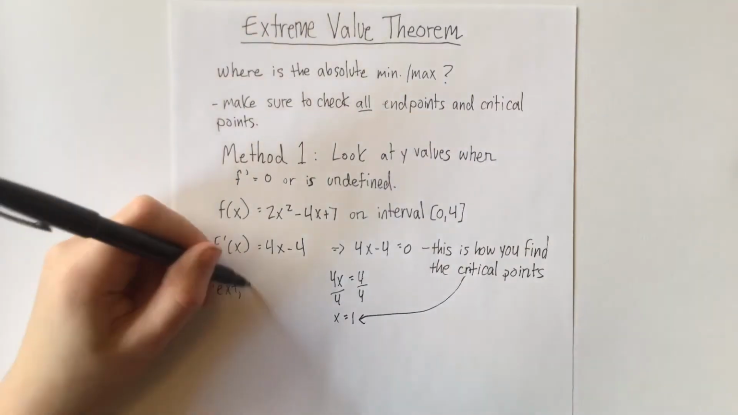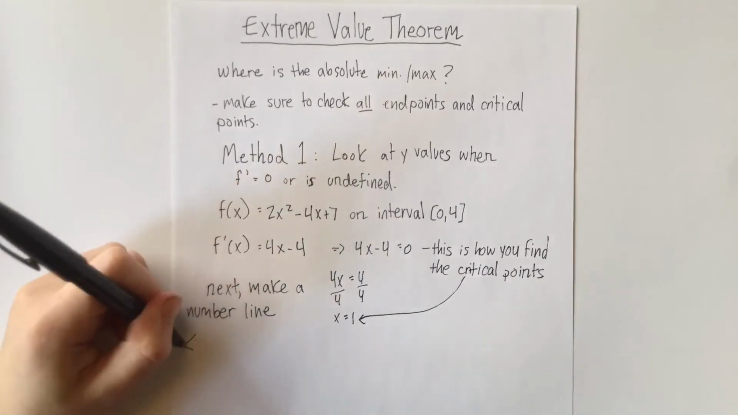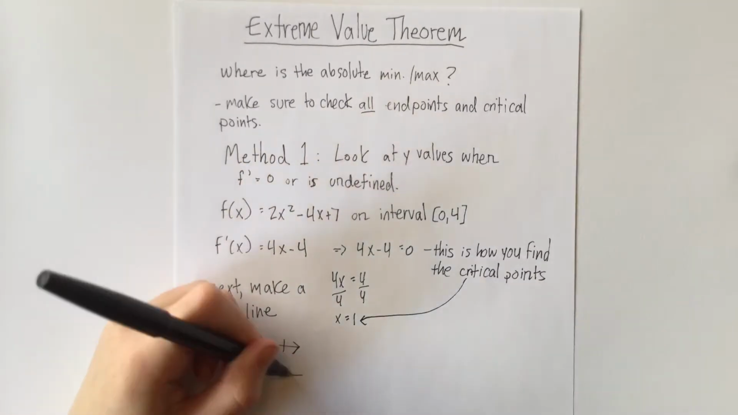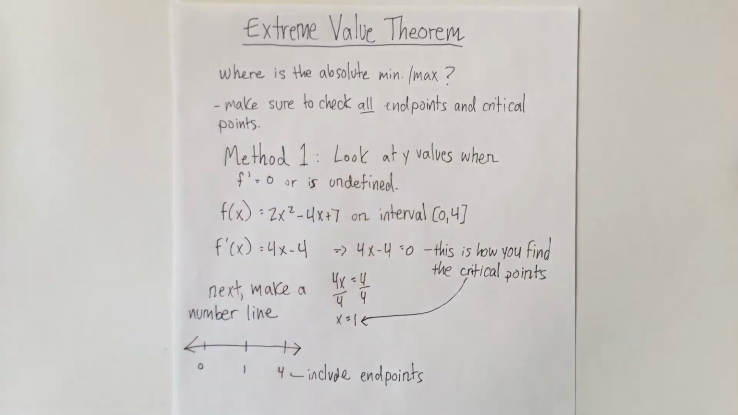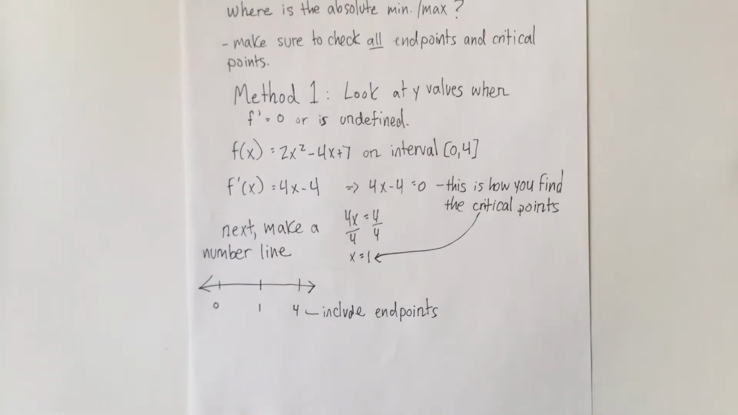Then we make a line chart and we make sure to test the endpoints on our line chart. 0 and 4 are the start and the end of the closed interval. The line chart is just that line with the arrow on it. However, there shouldn't be arrows on it because it's on a closed interval.